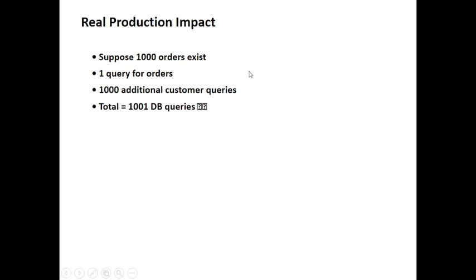Suppose 1000 orders exist. One query for orders, so we get all the orders in one query. Then 1000 additional customer queries. So in total, 1000 plus 1 DB queries.